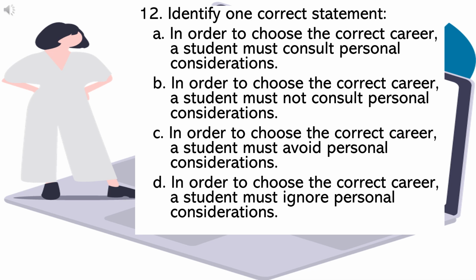12. Identify one correct statement. A. In order to choose the correct career, a student must consult personal considerations. B. In order to choose the correct career, a student must not consult personal considerations. C. In order to choose the correct career, a student must avoid personal considerations. D. In order to choose the correct career, a student must ignore personal considerations.